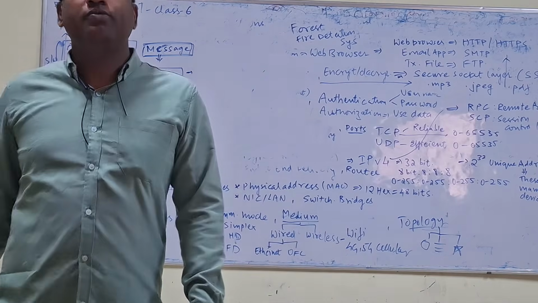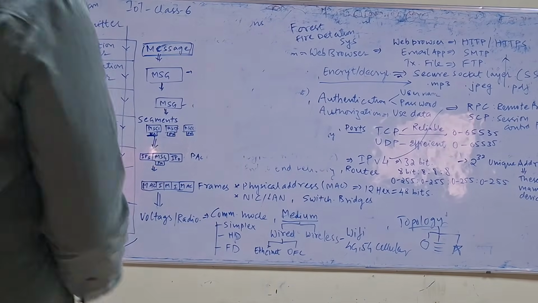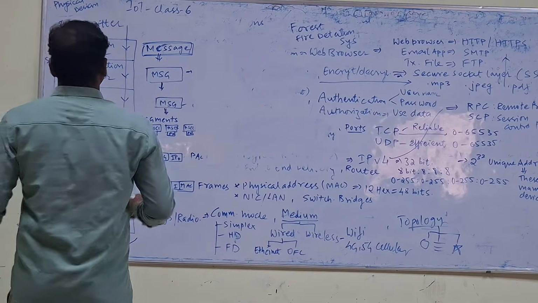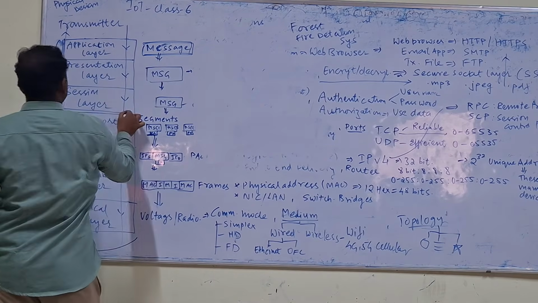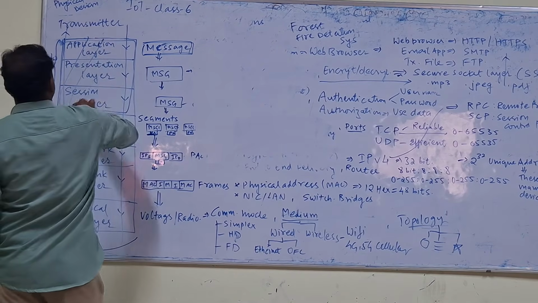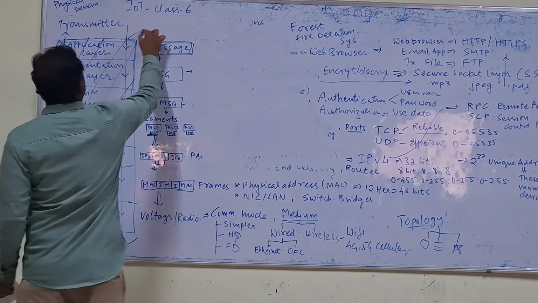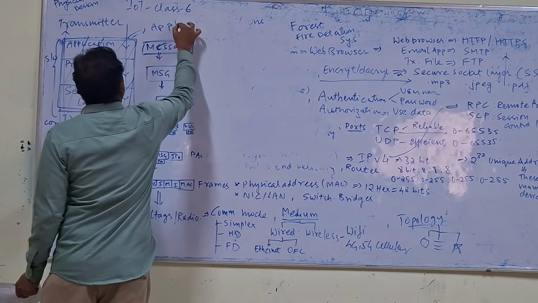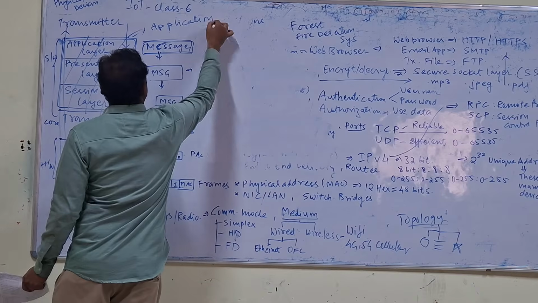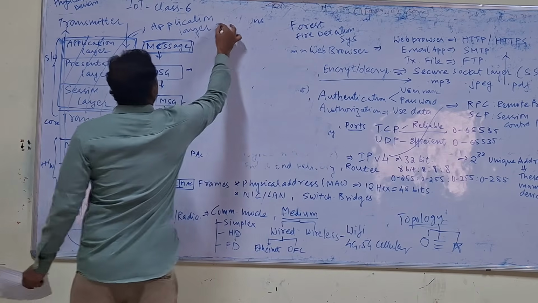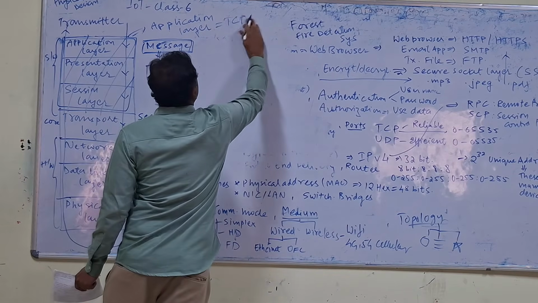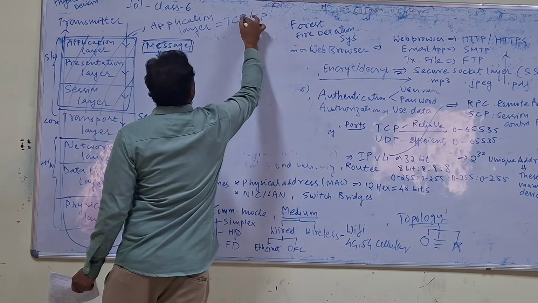In the TCP/IP model, these together are called the application layer. Application layer, which you are going to find as TCP/IP protocol.